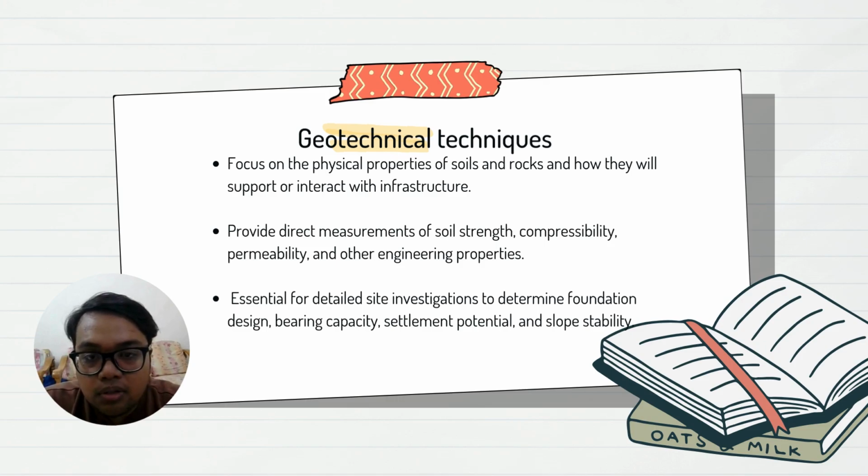Alright, let me start with the first technique, which is geotechnical techniques. This technique is focusing on the physical properties of soils and rock and how they will support or interact with infrastructure. The techniques will provide direct measurement of soil strength, compressibility, permeability, and other engineering properties. So these are the output that we can get from this technique. The technique is essential for detailed site investigation to determine foundation design, bearing capacity, settlement potential, and slope stability of the area that we took the data.